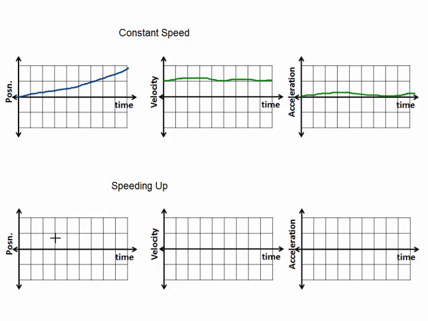If I had something that was speeding up, it would be covering more and more and more ground as time went on, so it would look kind of like this. And you can see that this slope is going to be constantly increasing, and so the velocity would be constantly increasing. Now, it turns out that the slope of the velocity versus time is the acceleration. So if you look at the slope for this guy, it's positive and constant. And so this guy is going to be just kind of a constant positive acceleration, just like that.